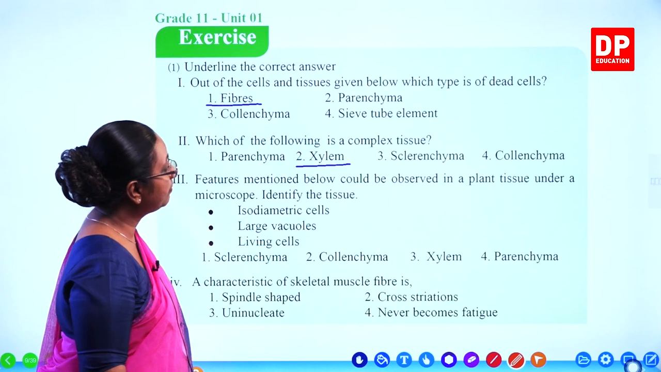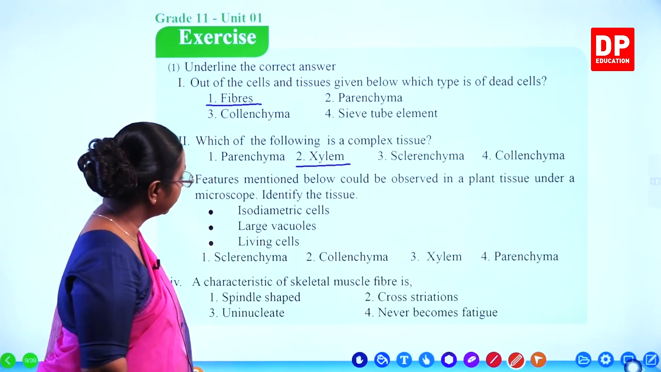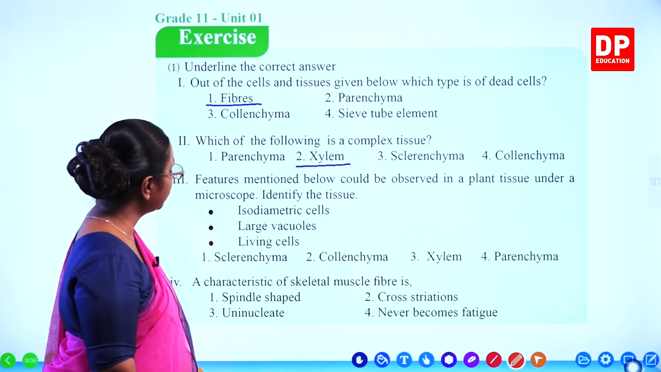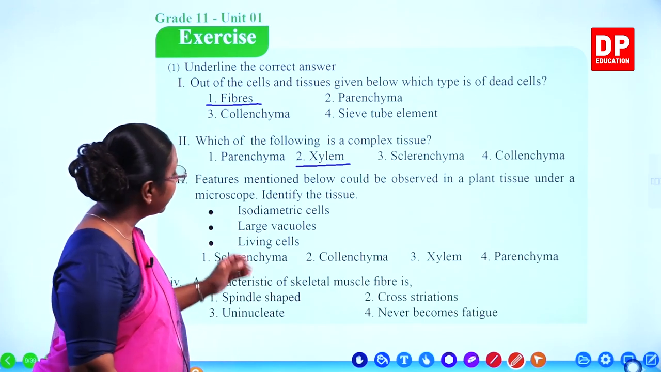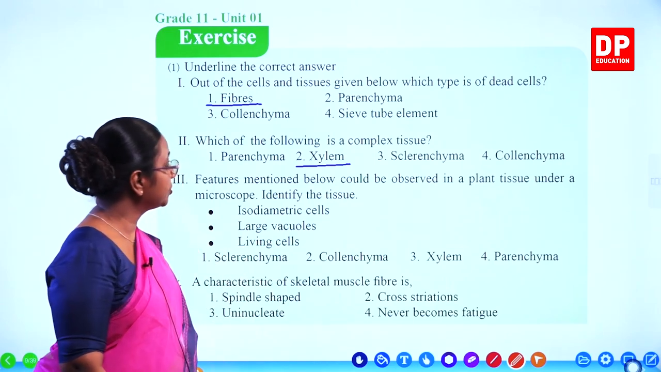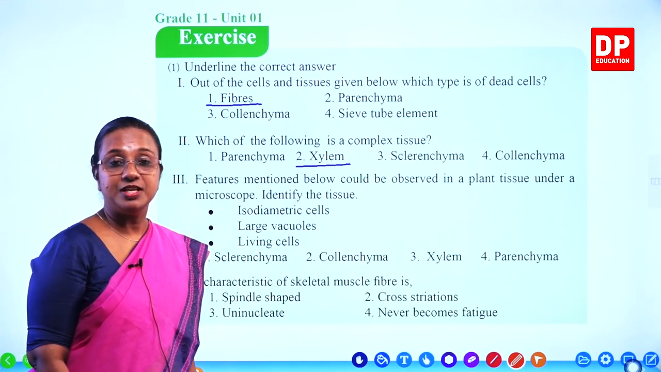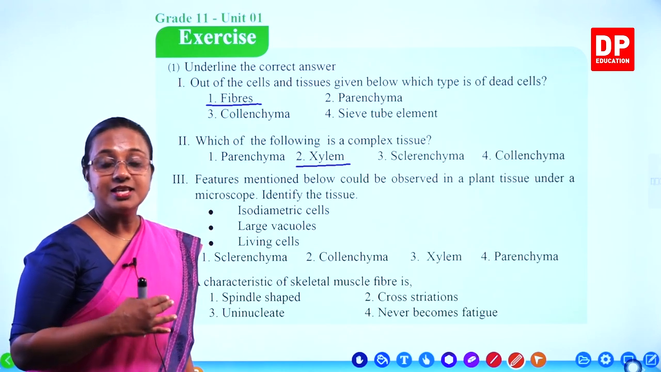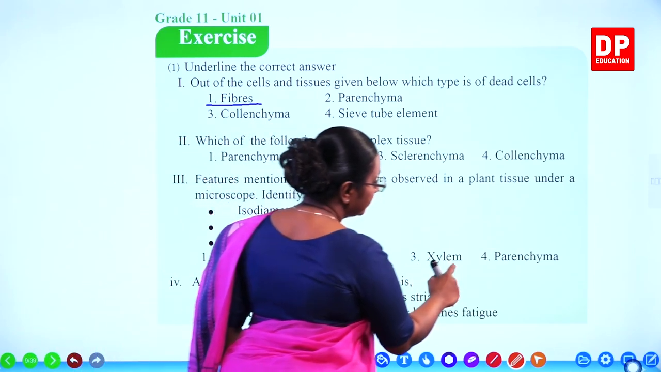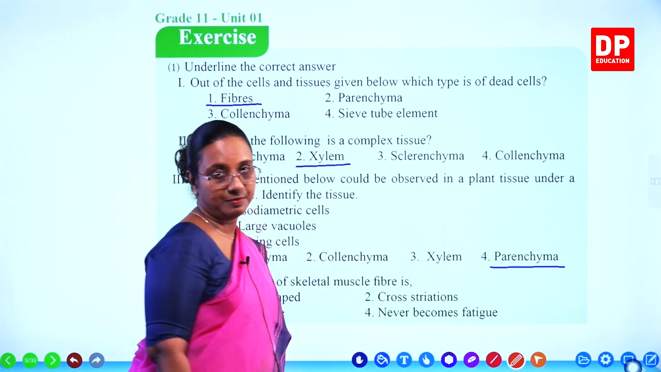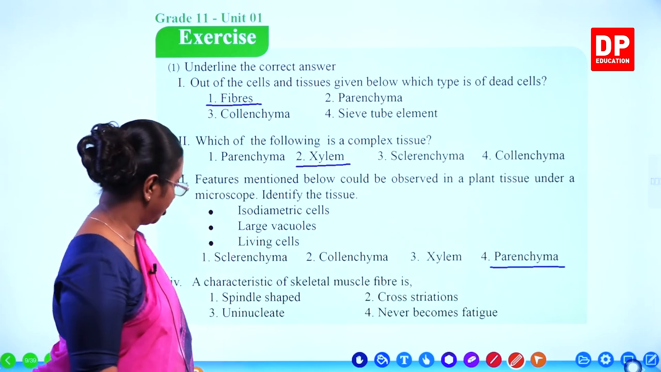Features mentioned below could be observed in a plant tissue under a microscope. Identify the tissue. They have given some features. Isodiametric, that means the cells are spherical in shape. They have a large vacuole and also they are living cells. Immediately when you read the features, you know the answer. These are parenchyma cells. So these three features belong to the cells of parenchyma tissue.